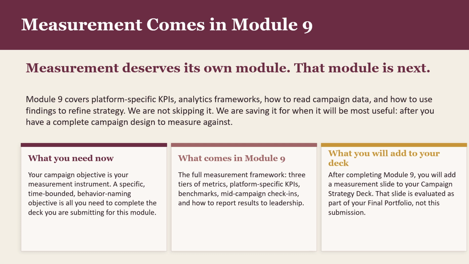Module 9 will teach you the full framework: how to distinguish outcome metrics from leading indicators from vanity metrics, how to find platform-specific benchmarks for arts nonprofits, and how to present those results in a way that's useful to your organization's leadership.